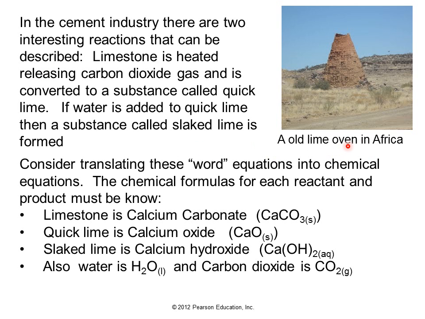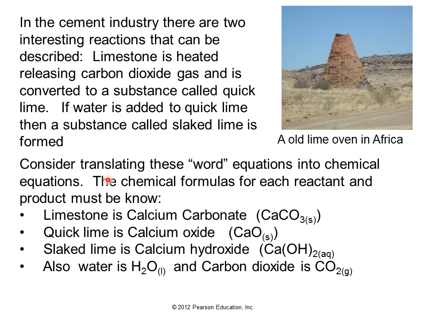Here's an old lime oven found in Africa in which they would take calcium carbonate and make a cement substance, maybe make bricks. Limestone is heated in one such oven, and it releases carbon dioxide gas, and it's converted into a substance called quicklime. Now this quicklime, if you mix it with water, becomes slaked lime, and it gives off heat.